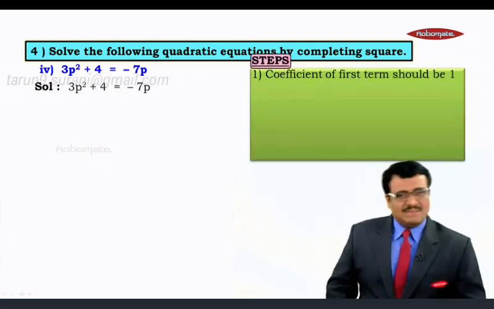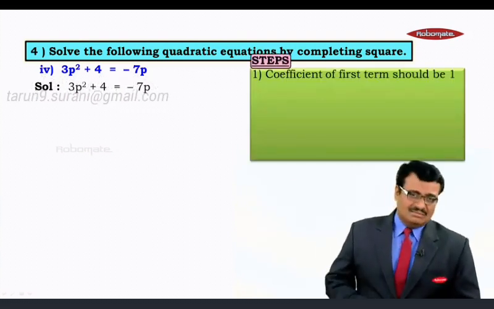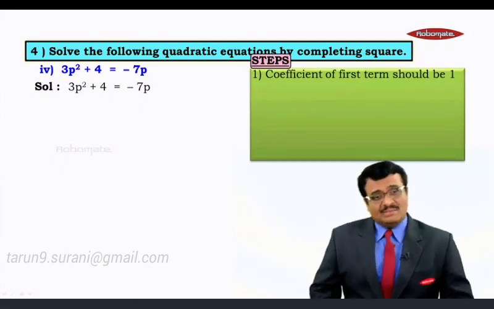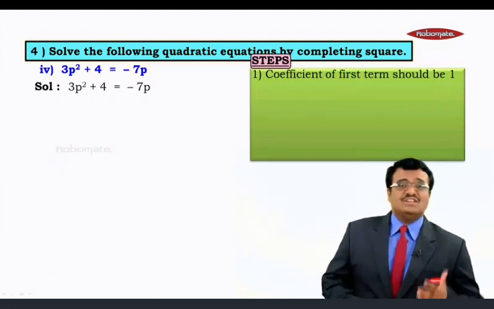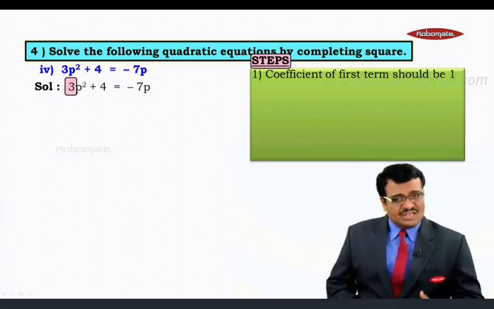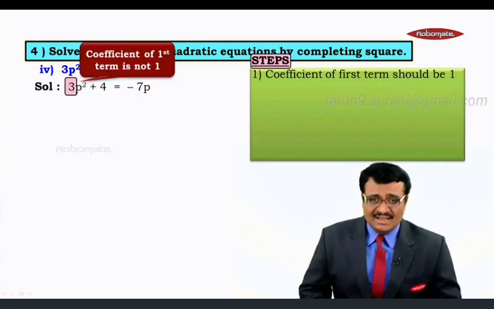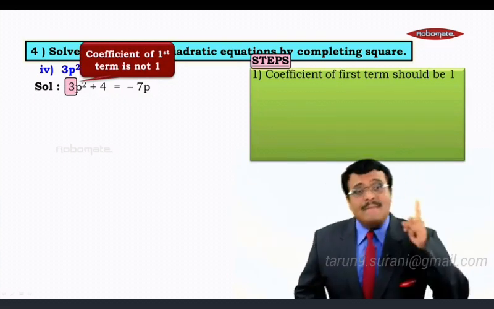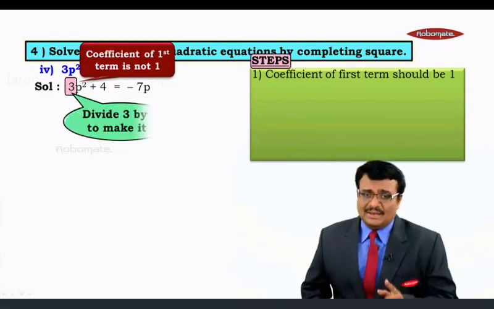Step number 1. What is step number 1? The coefficient of the first term, or the coefficient of the square term, should be 1. Now the square term here is p square. The coefficient should be 1. Is the coefficient 1? No, it is 3. The coefficient of the first term is not 1. So what is the first step? We have to make it 1. And how do you make it 1?